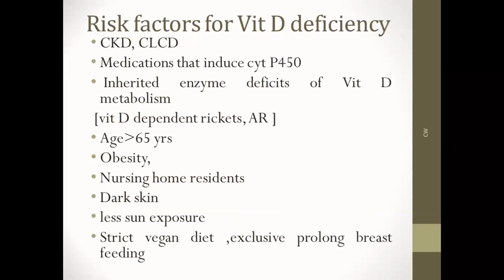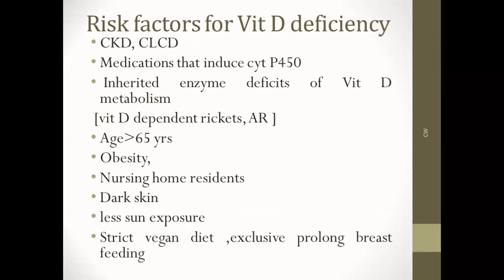Risk factors for vitamin D deficiency: chronic kidney disease, chronic liver cell disease, medications that induce cytochrome P450 enzymes, and inherited enzyme defects of vitamin D metabolism. It is called vitamin D dependent rickets. It's an autosomal recessive disorder.